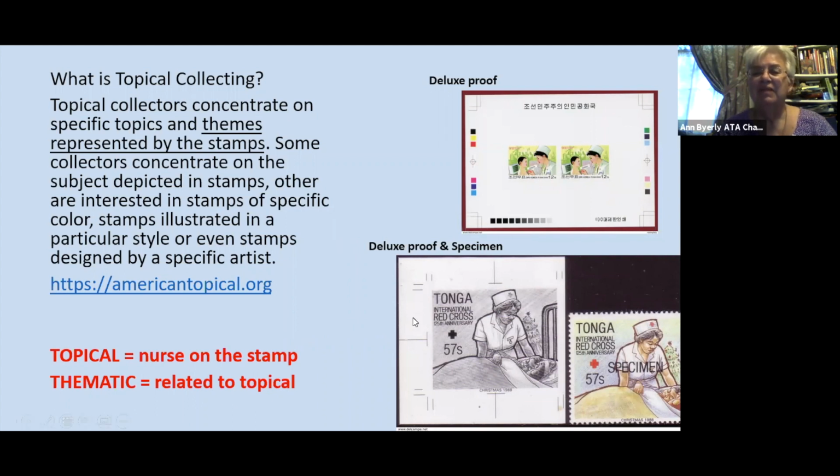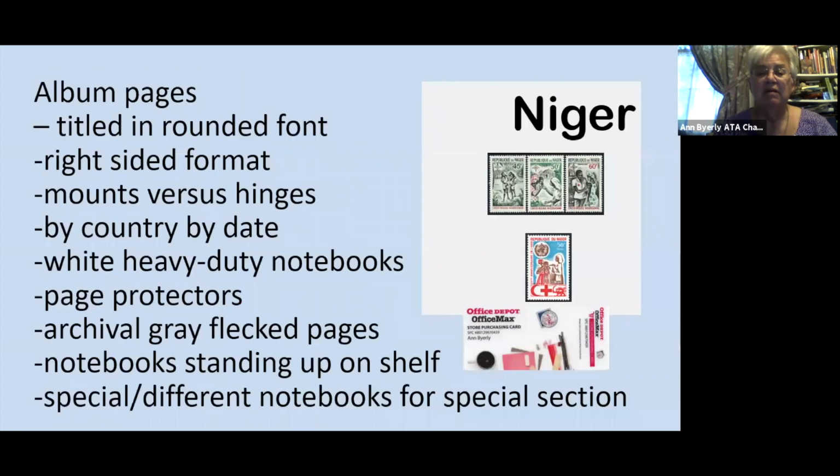And you see two elements on the side, a deluxe proof and a deluxe proof specimen. Specimen means this is a trial stamp before it's actually issued. And when we go to exhibiting, you need two elements on each page, but that's going to come up in a minute here.